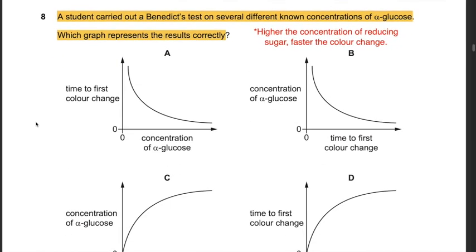Question 8. A student carried out a Benedict's test on several different known concentrations of alpha glucose. Which graph represents the results correctly? The higher the concentration of reducing sugar, the faster the color change. The faster the color change, the less time taken. Hence, as the concentration of alpha glucose increases, the time taken to first color change should decrease. Therefore, the answer is A.